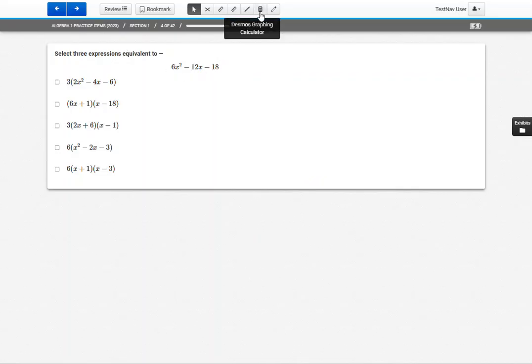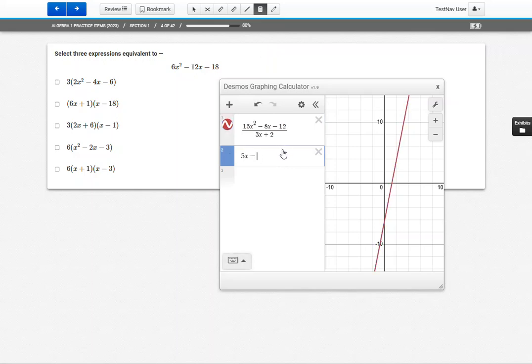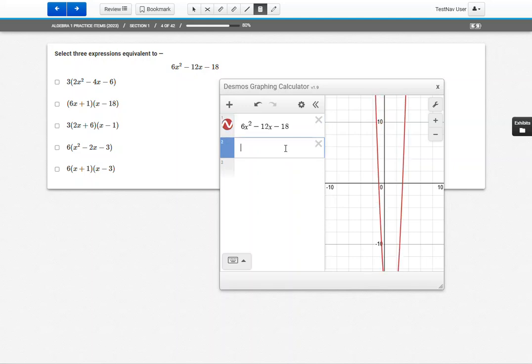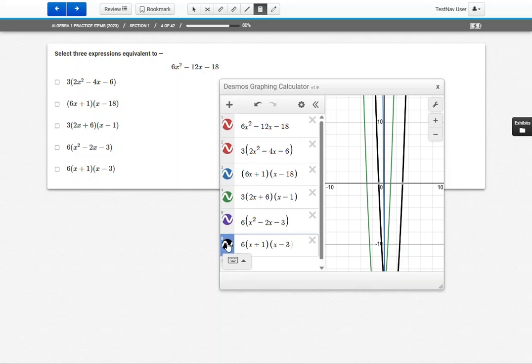Okay? All right, select the 3 equivalents. I'm going to graph all of them and select which 3 have equivalent graphs. All right, let's check each one. All right, so there's my original. Is that the same graph? Yes, it is. That one, nope. That one, nope. Yes, yes. So these are the 3 ones. So the first one, and then the last 2.